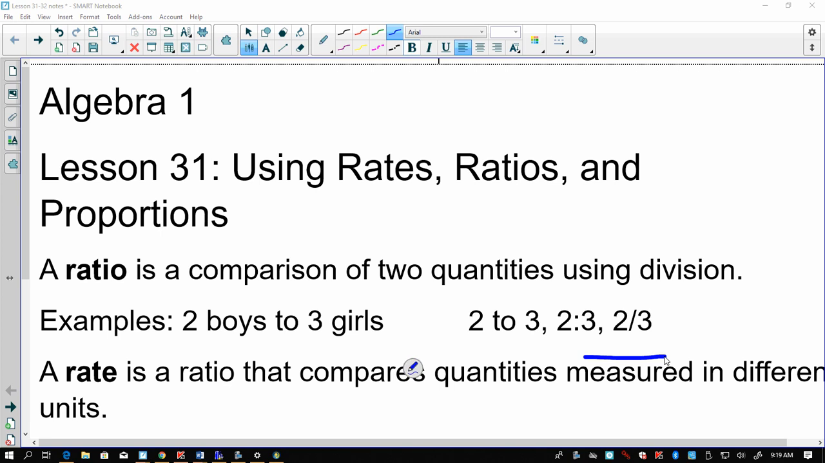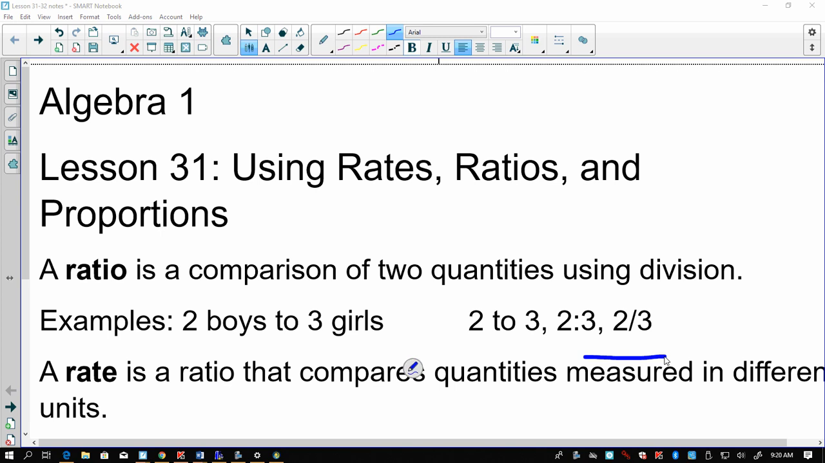A rate is a ratio that compares quantities measured in different units. For instance, are there any rates that you can think of that we use? There's a couple of obvious ones, but I want to see if you can think of those before I say them. Miles per hour is a good one. What else? The word that should be an indicator here is whenever we use the word per. Per means division, P-E-R. Is there anywhere else where we use the word per, besides miles per hour?